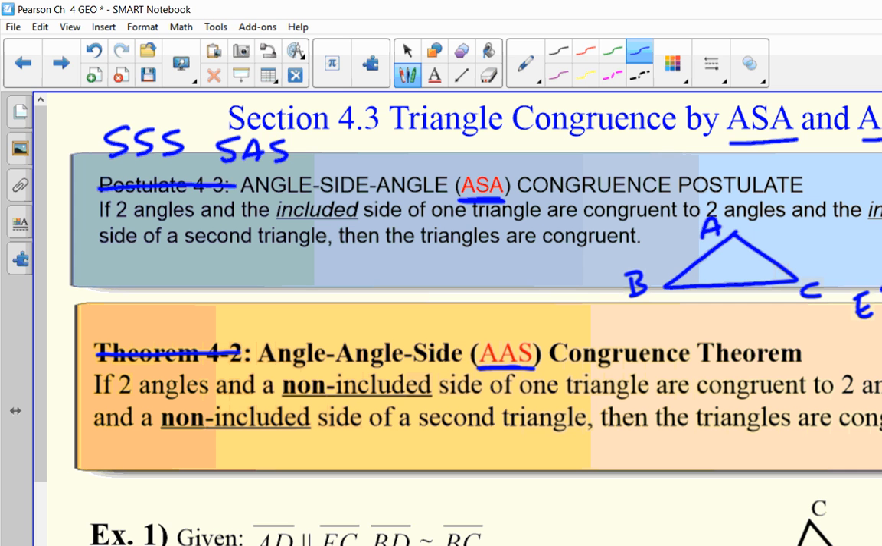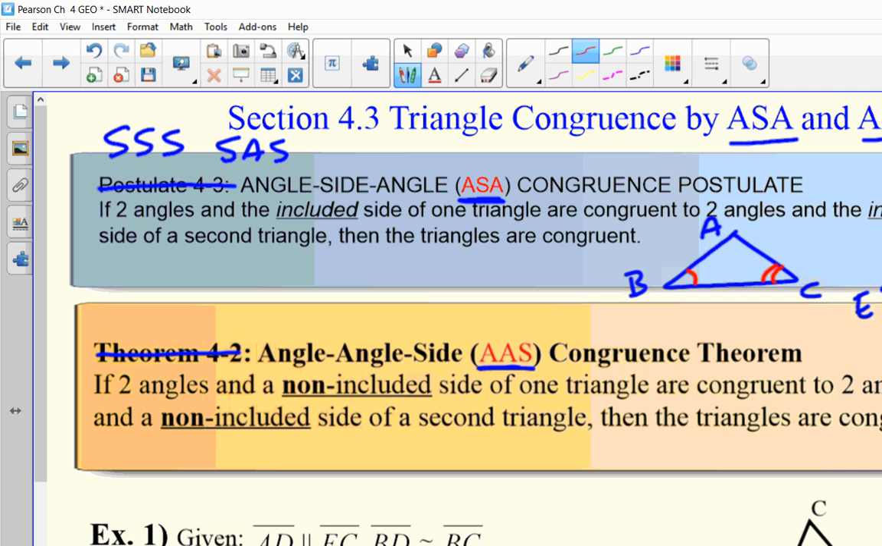Okay, so for angle, side, angle, it's saying that if two angles of a triangle are congruent to corresponding angles of a second triangle, and the included side of those two triangles are equal, then the triangles are going to be congruent. So this one gets a little tricky. I drew those two. I'm going to show that this angle right here is equal to this angle right here, and this angle right here is equal to the corresponding angle over here.